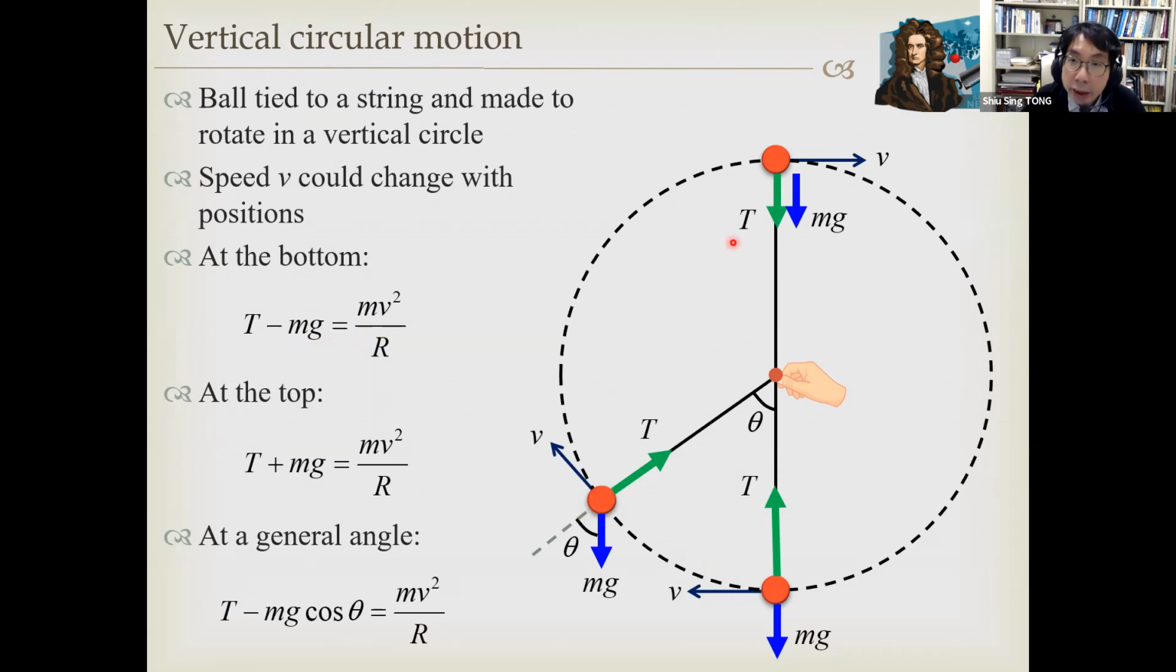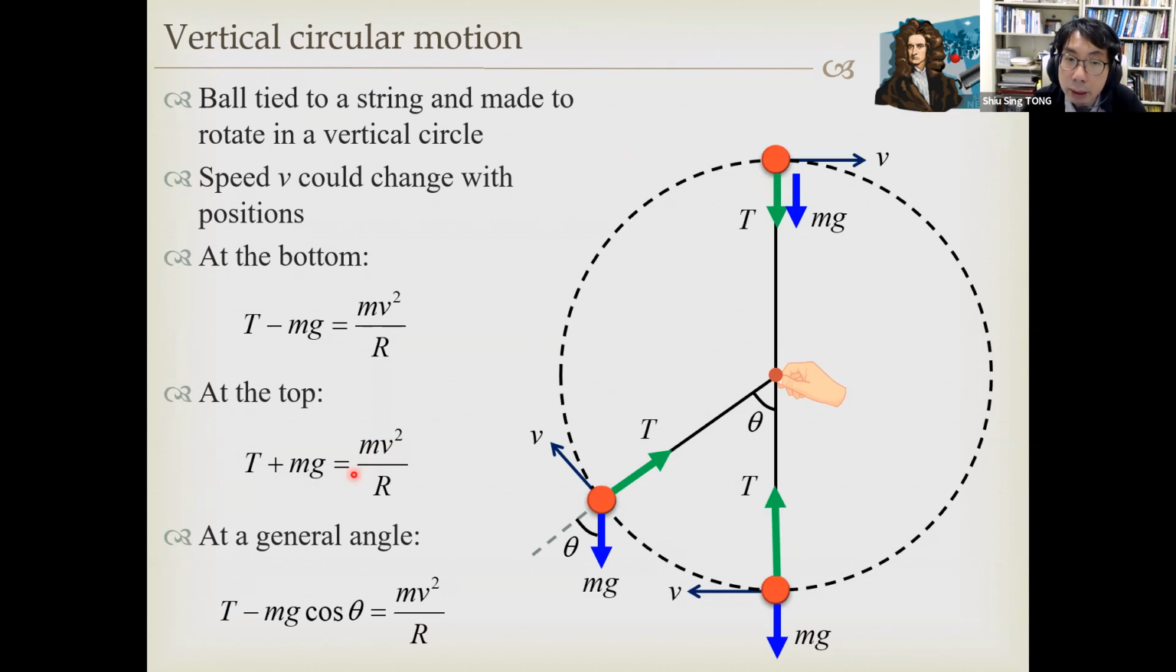Okay. Now at the top, when the bit is at the top, both the tension and the weight are pointing downwards. And so we add up the two forces, T plus mg, to find the total net force. And the total net force is equal to the centripetal force.